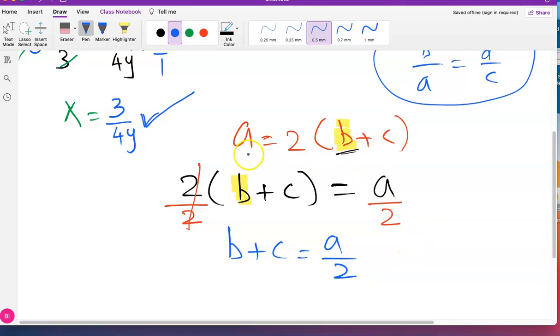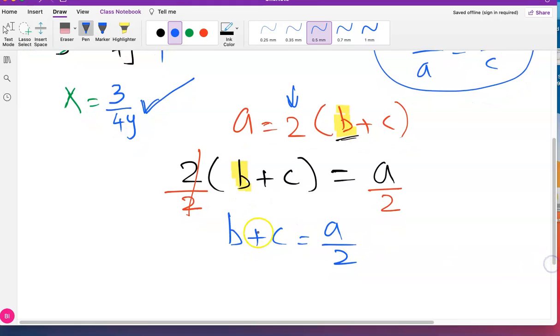See, the given thing is A is equal to 2 times B plus C. That 2 is removed in the first step. After switching, you took care of that 2. The minute 2 is gone, I don't need this parenthesis anymore. So I just have B plus C is equal to A over 2.